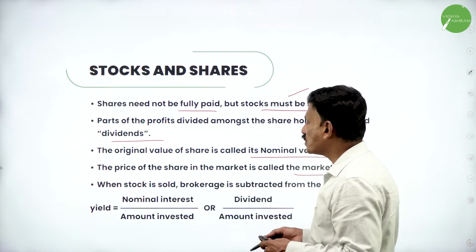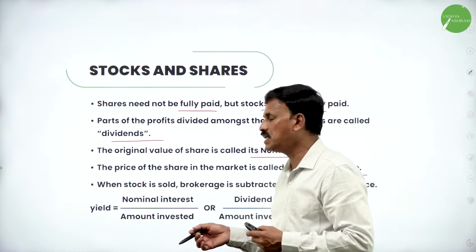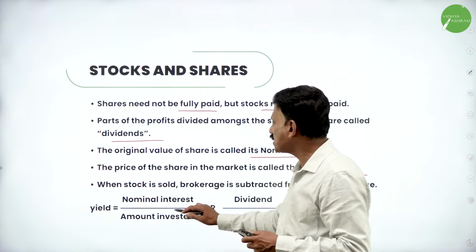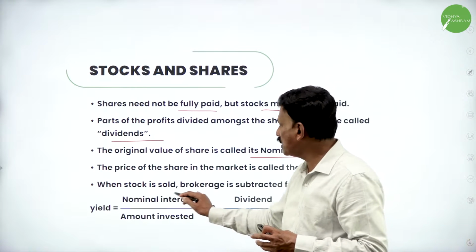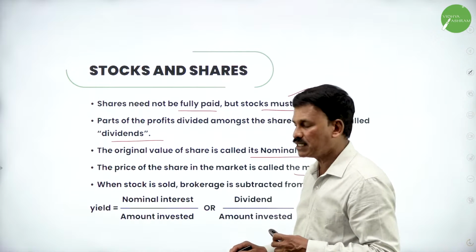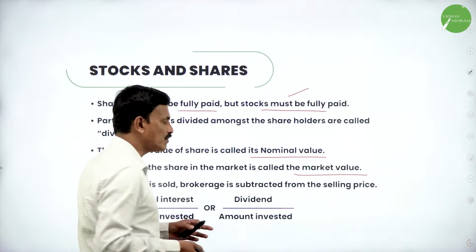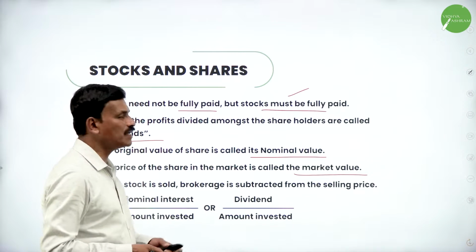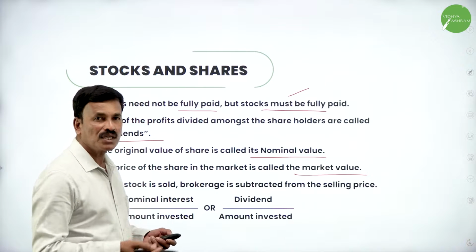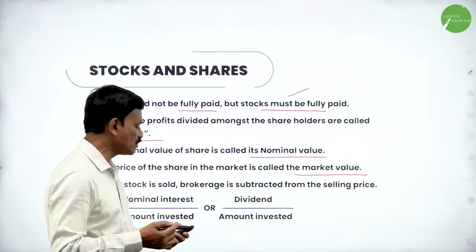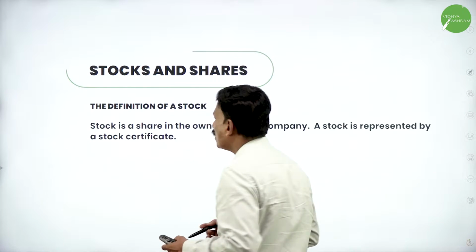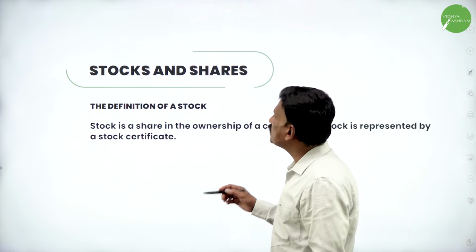Now let us know about yield. What is the definition of yield? Yield is nothing but the nominal interest divided by the amount invested, or it can also be defined as the dividend divided by the amount invested. Now let us come to the exact definition of a stock.